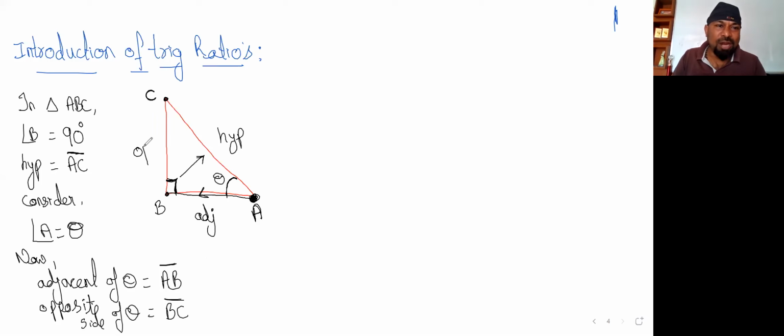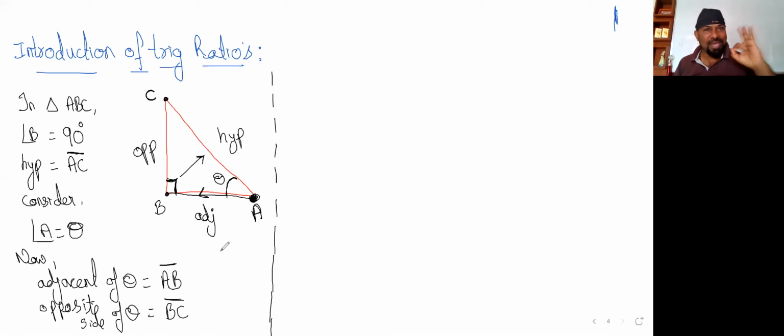Now in that triangle, we got the meaning of hypotenuse, the meaning of adjacent, and the meaning of opposite. Now let's derive the trigonometric ratio. We have three sides: opposite, adjacent, and hypotenuse. So now let us take the relation between the three sides.